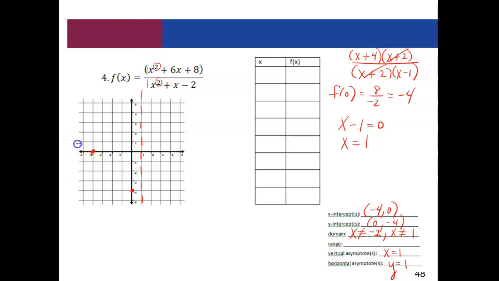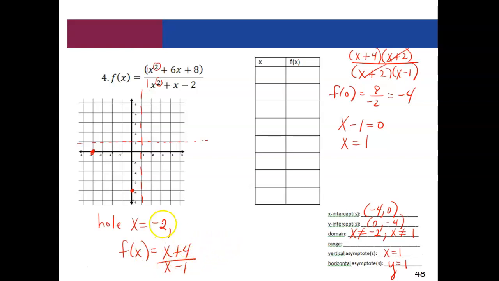Have a horizontal asymptote at 1 as well. Okay. So I need to look at the hole. We said the hole comes from the factors that cancel out. So I have a hole at -2. So what I'm going to do is plug in -2 into the reduced function. My reduced function is going to be x plus 4 over x minus 1.